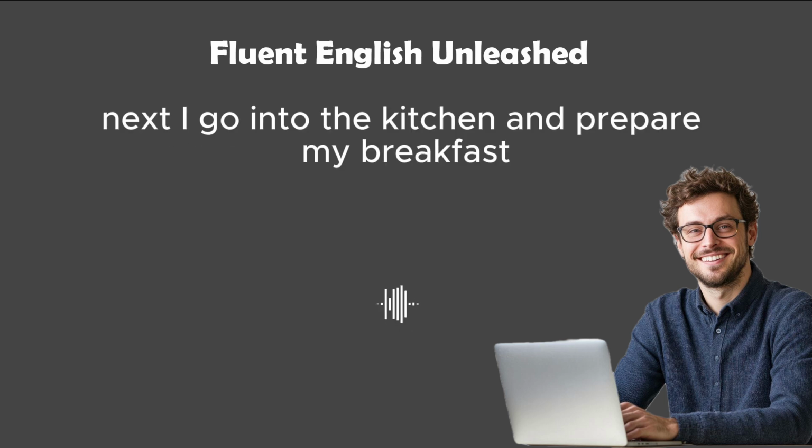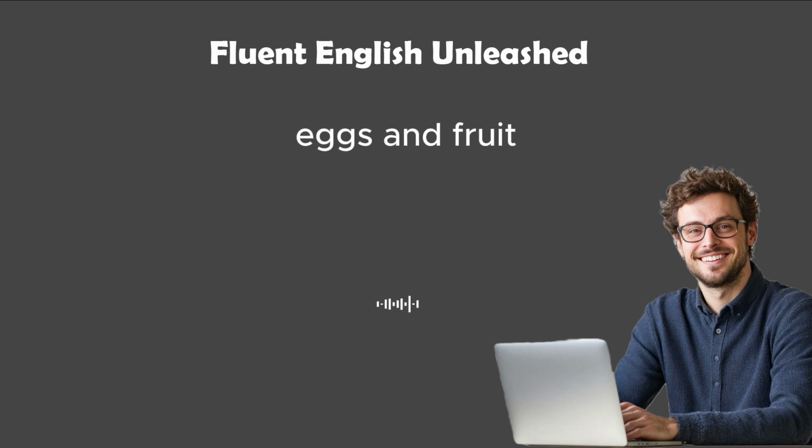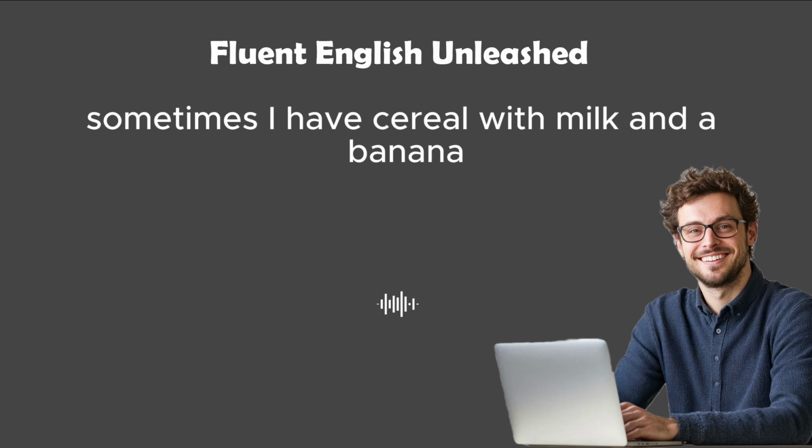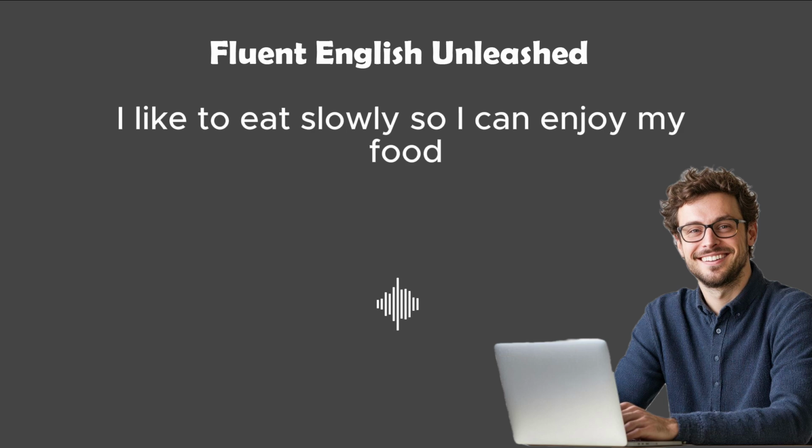Next, I go into the kitchen and prepare my breakfast. I usually eat something simple like toast, eggs, and fruit. Sometimes I have cereal with milk and a banana. If I have more time, I make an omelet or oatmeal. I like to eat slowly so I can enjoy my food.